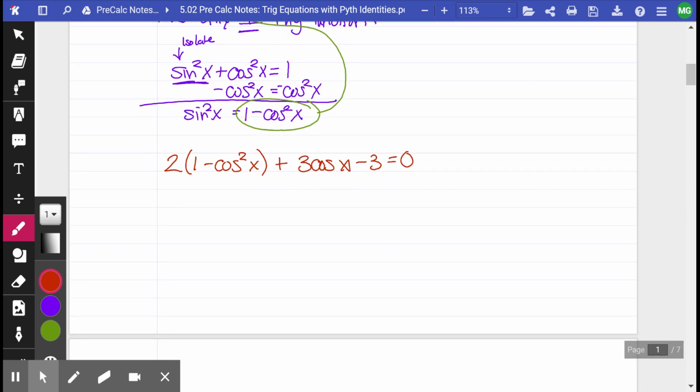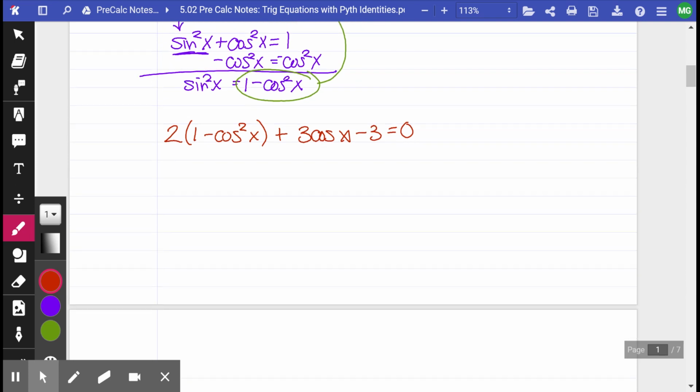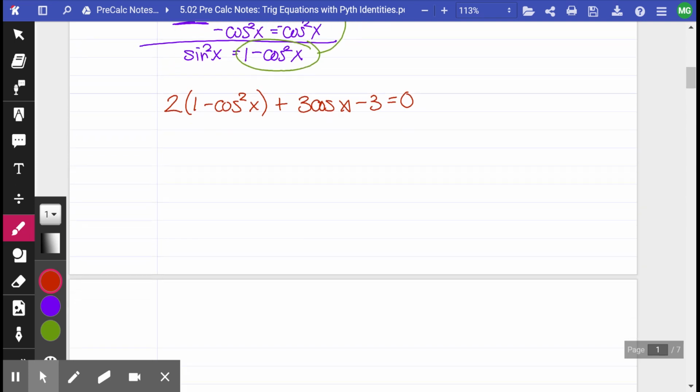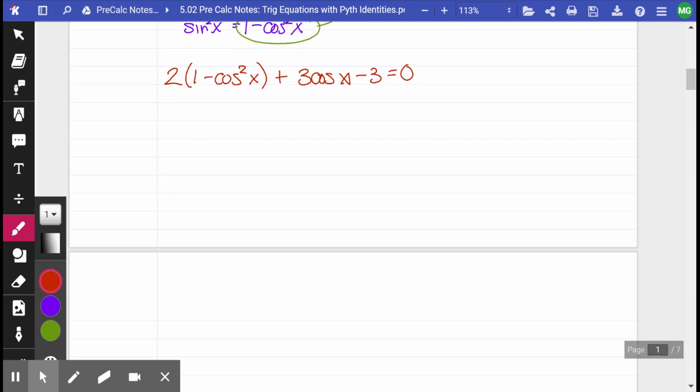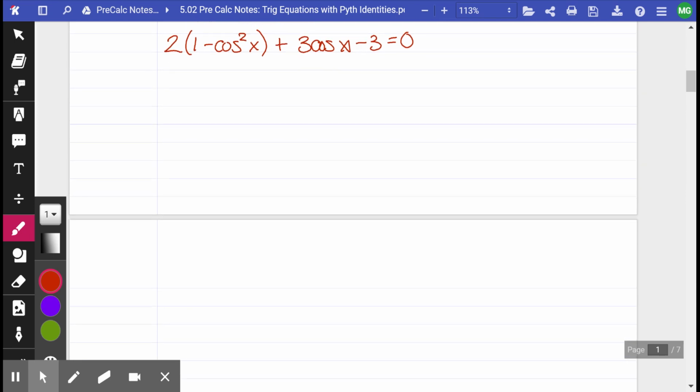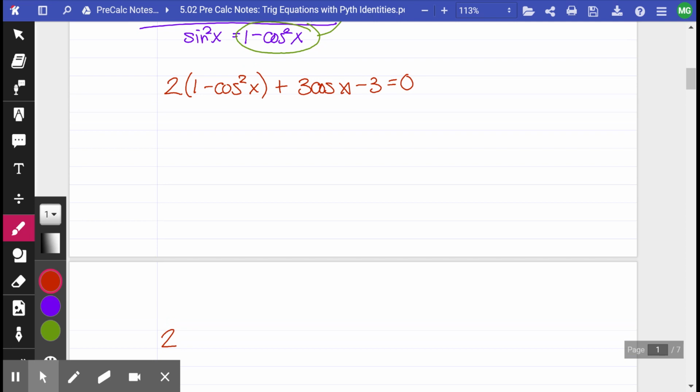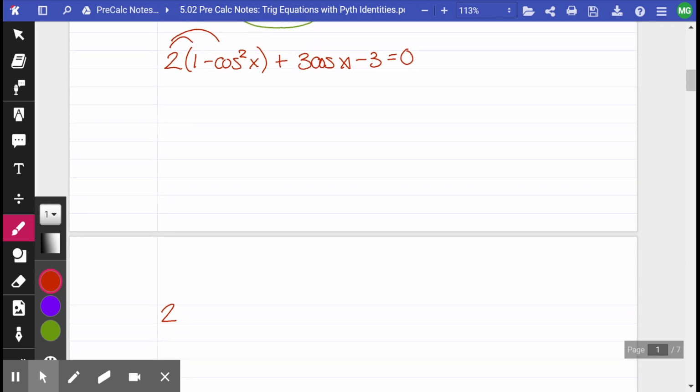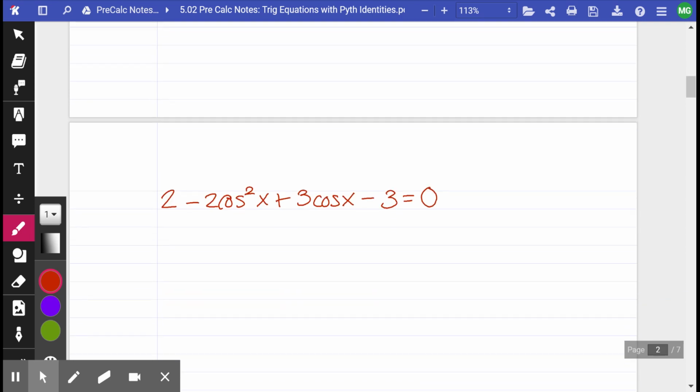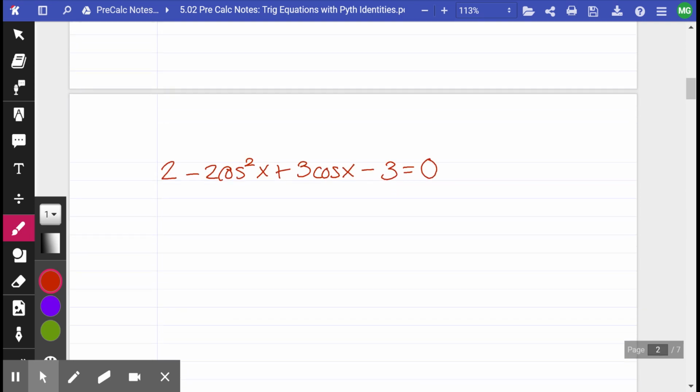Okay, so now there's a lot of simplifying and factoring, a lot of arithmetic and algebra going on here. So I'm going to jump to our next page. I have a nice room here. I'm going to distribute my 2, leaving me with 2 minus 2 cosine squared x plus 3 cosine x minus 3 equals 0.